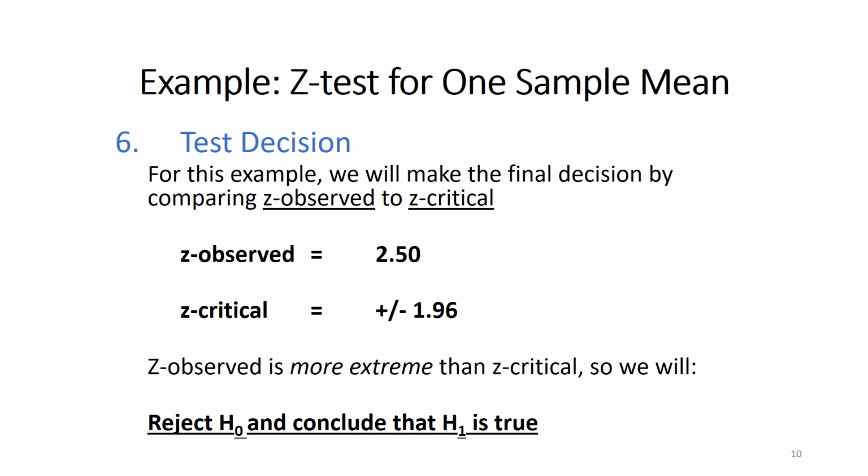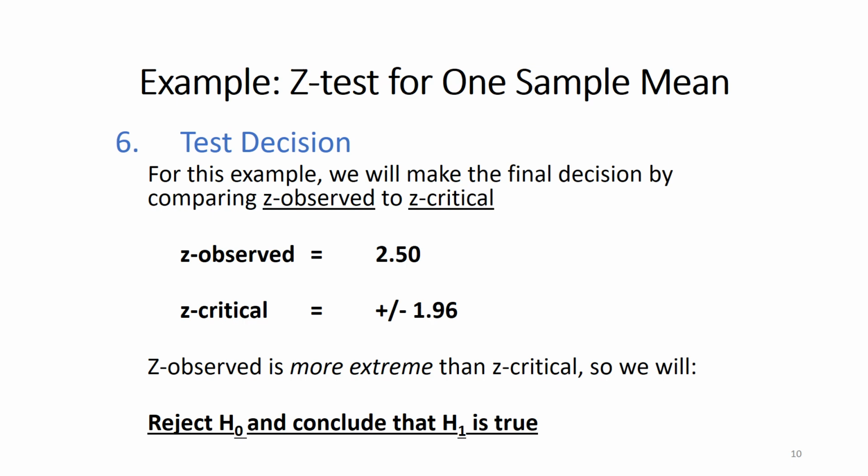All right, now that we've established our hypotheses, alpha, critical and observed value of our test statistics, we need to make our decision. So for this first introduction to inferential statistics, our first test, our Z test for one sample mean, we are going to do it by comparing our Z observed that we just computed on the previous slide to the Z critical value that we figured out in step 4. So our Z observed was 2.50. Our Z critical was positive, negative 1.96.